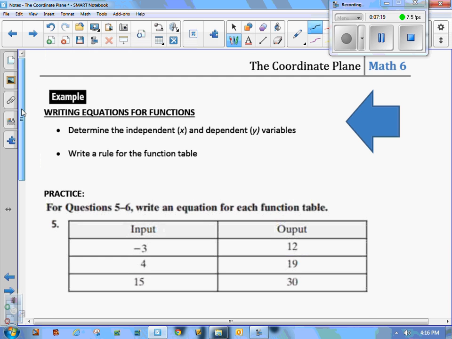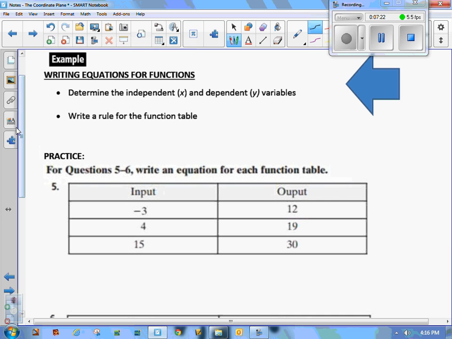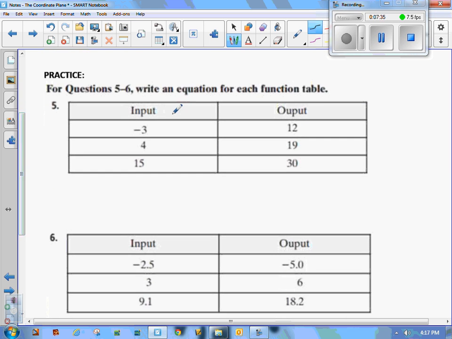Lastly, we're going to talk about writing equations for functions. So this is where we're going to determine the independent x and the dependent y variables and write a rule for them. Basically, our tables are complete here. And what we need to do is find out what's happening to x in order to get y. We started out with -3 and we ended up with 12. What happened? If it's hard for you to look at the negatives, see if you can look at the positives here. We start out with 4 and we get 19.